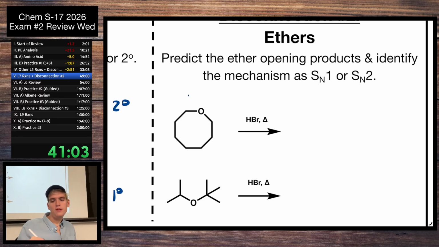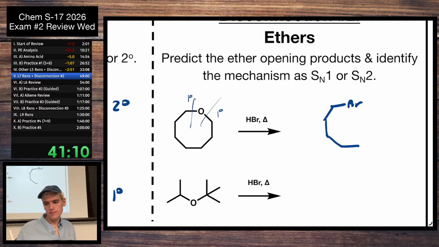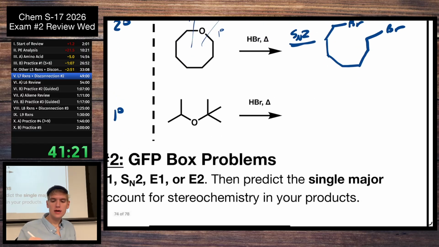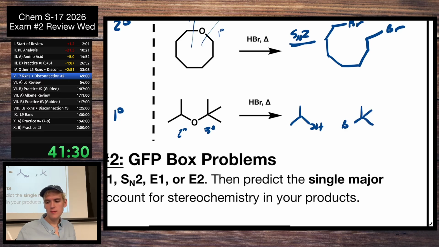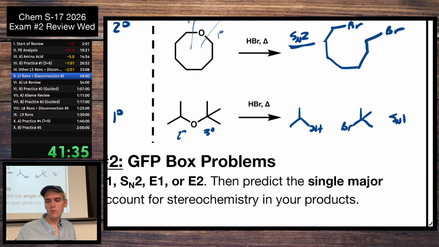Okay, so the top one's primary. I cut. Then I put alkyl halides on both of them. And then for this one, primary, is it SN1 or SN2? SN2. Next one, I look at this, I have secondary, tertiary. So the secondary one's going to stay an alcohol, and the tertiary one is going to become an alkyl halide. And this one is going to be SN1.